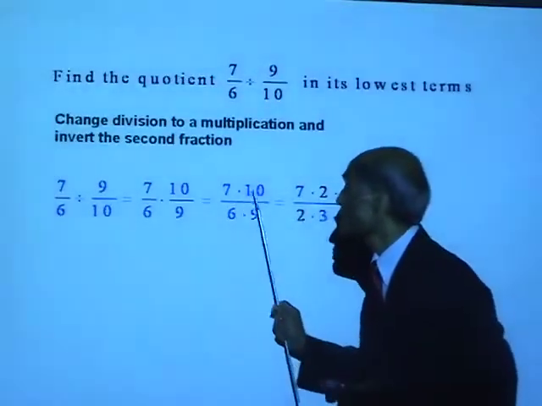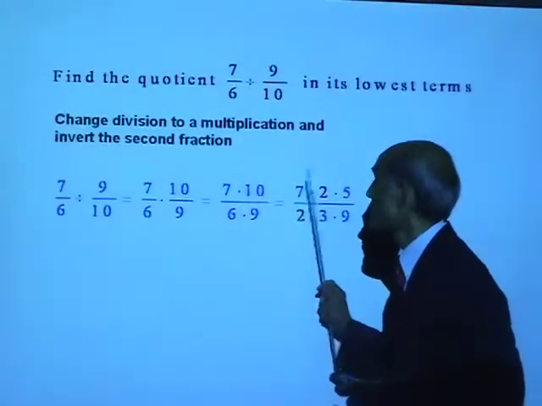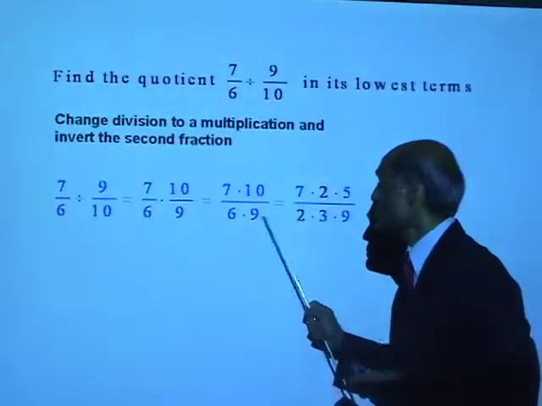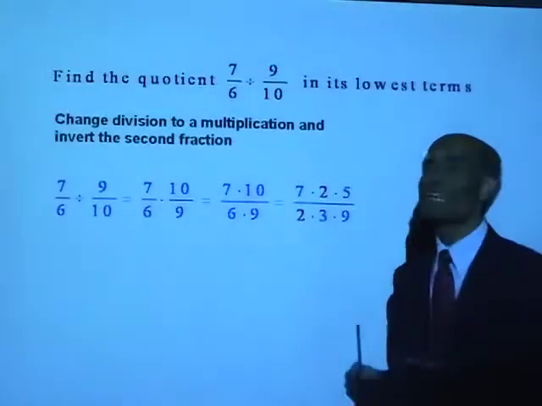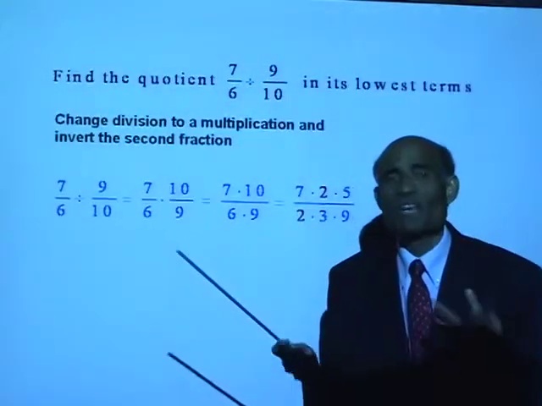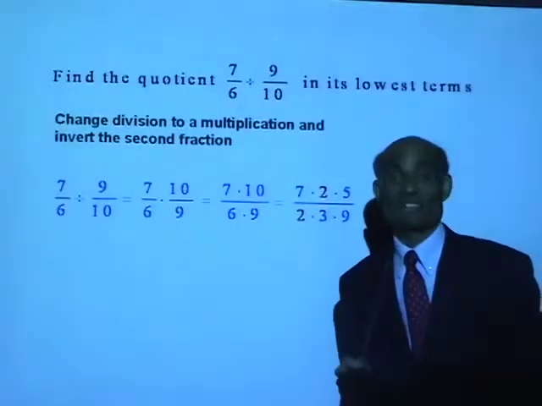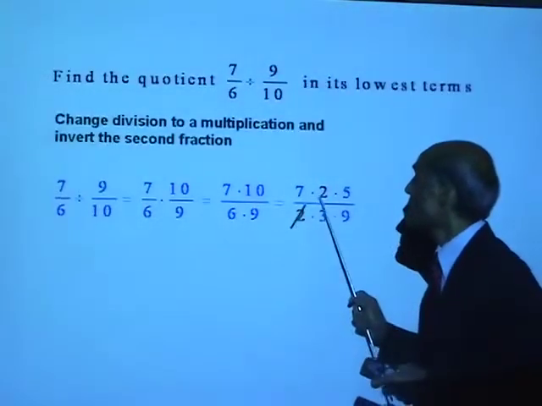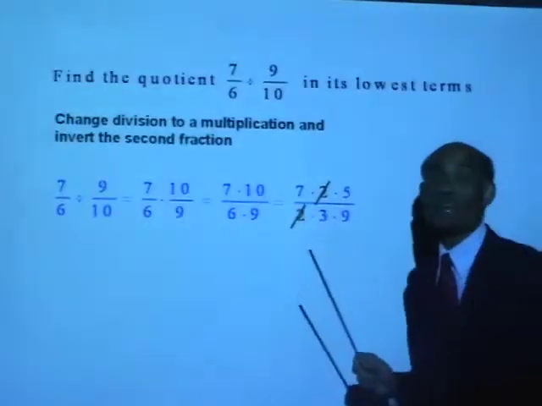Now factor the numerator. 7 will stay as it is. 10 can be written as 2 times 5. On the denominator, 6 can be written as 2 times 3. And 9 we will leave as 9. Why? Because there is no profit in factoring it as 3 times 3. There are no 3s on the numerator. What are the factors that will cancel? 2 on the denominator will cancel with 2 on the numerator.